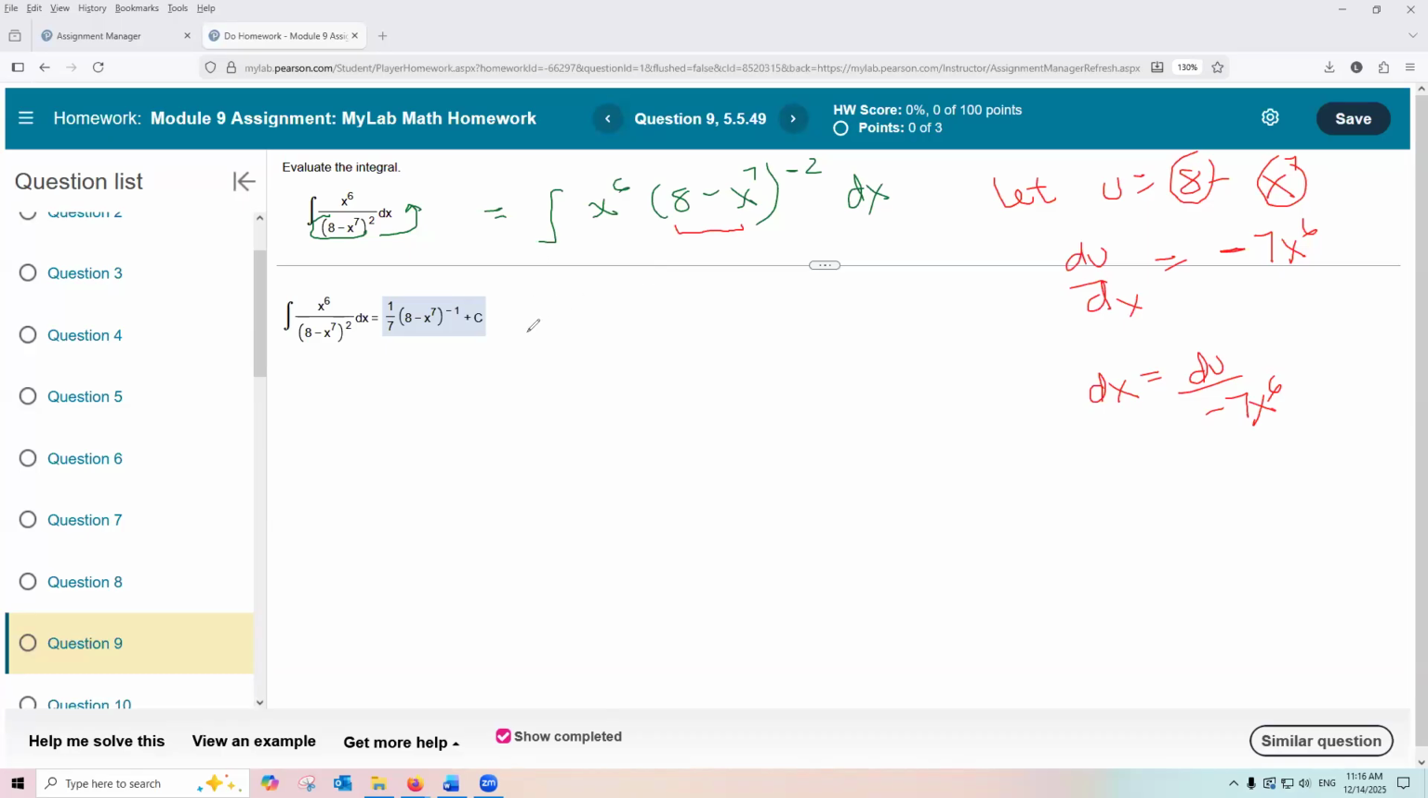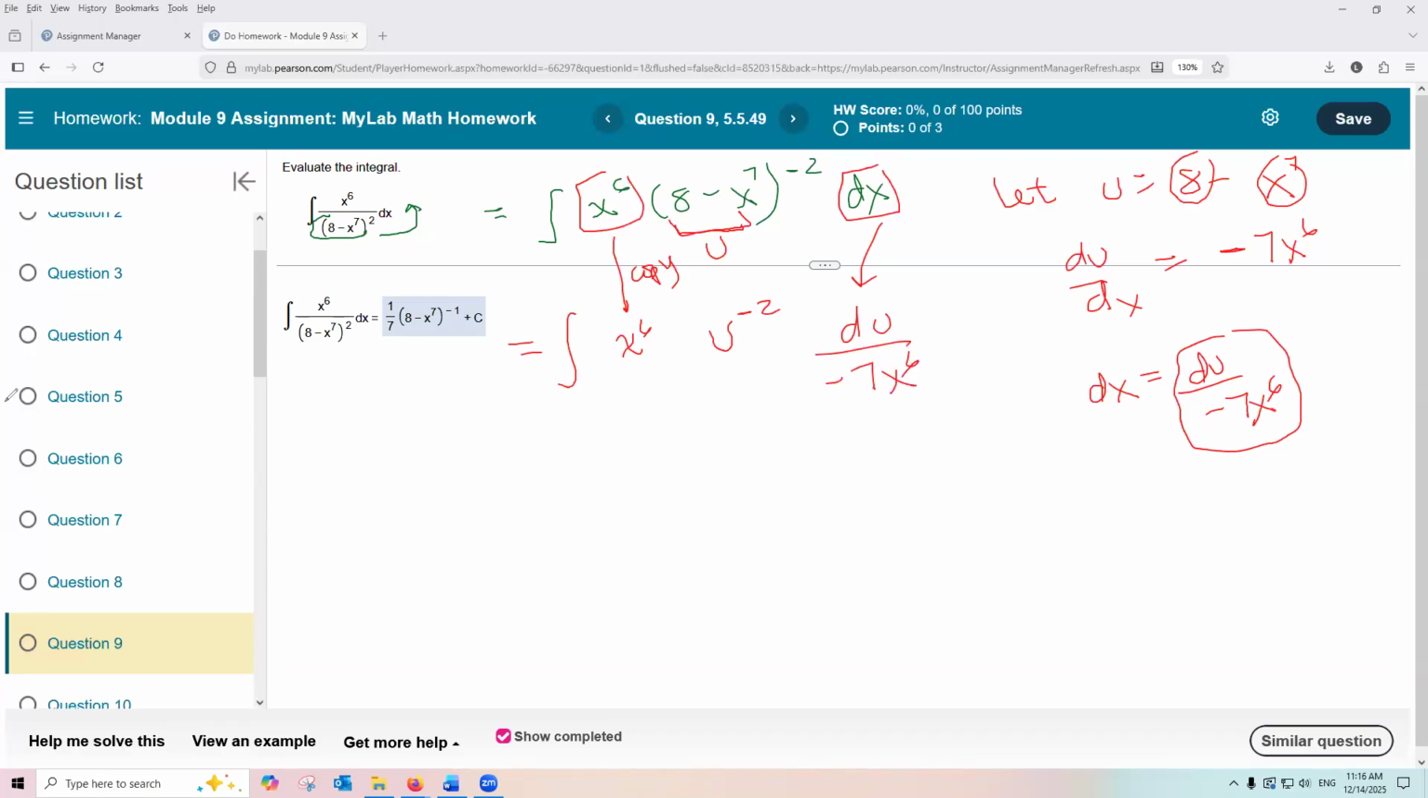All right, let me go back to the original integral and do some u substitution. Let me copy this x to the 6 down with me. It's going to cancel out in a second, but I'll just copy it for now. This parenthesis is u, so u to the -2. What about dx? Well, dx is du over -7x to the 6. Now I have x to the 6 canceling. Here's an x to the 6 on top and x to the 6 on the bottom, so they cancel. Let me move the -1/7 out in front. So here is my integral to work out.